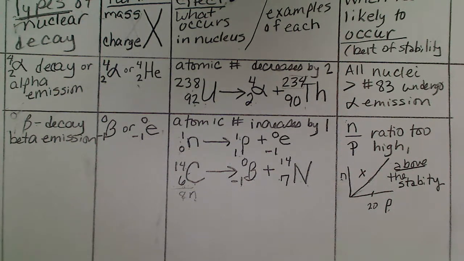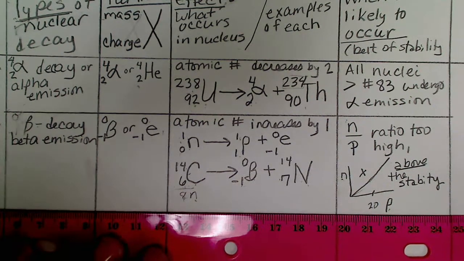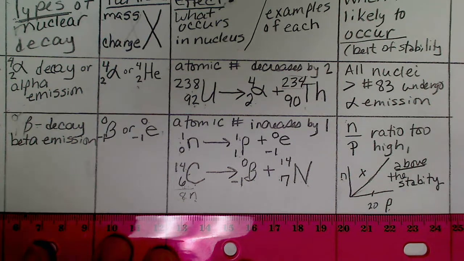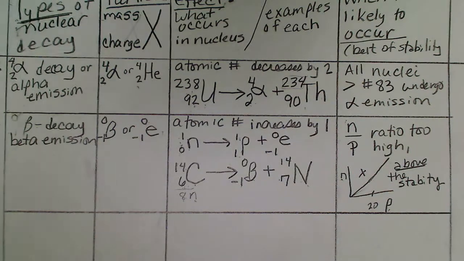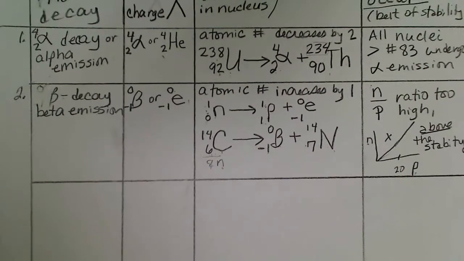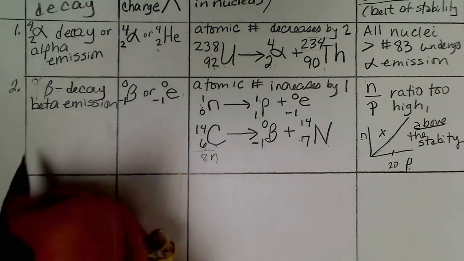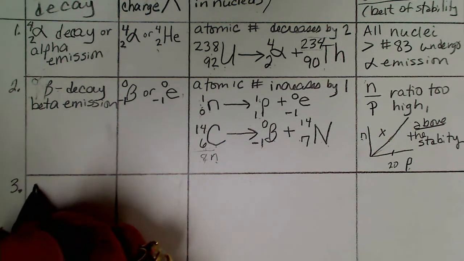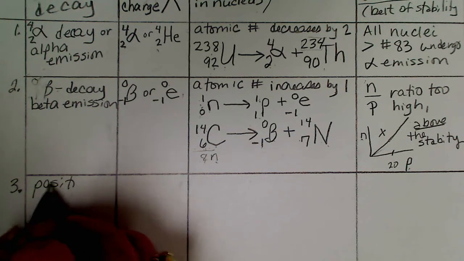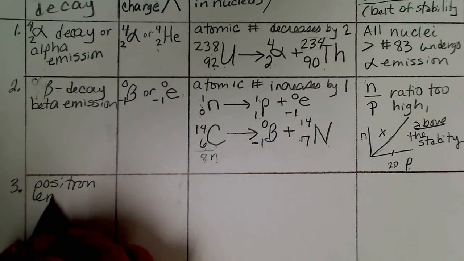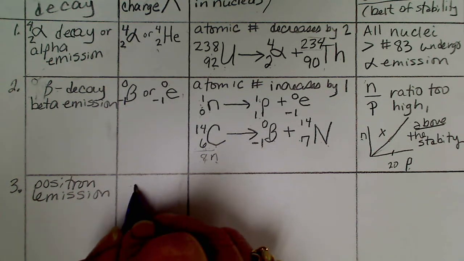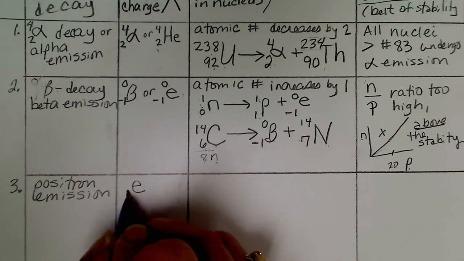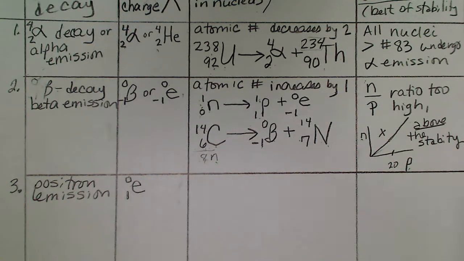All right, the next type of decay I'm going to talk about is positron emission. And a positron, remember, is a positive electron. So that kind of sounds like an oxymoron, because we are taught that electrons are negative, which they are. But positron emission, positron, the particle there we write as an electron with a charge of +1 and a 0.